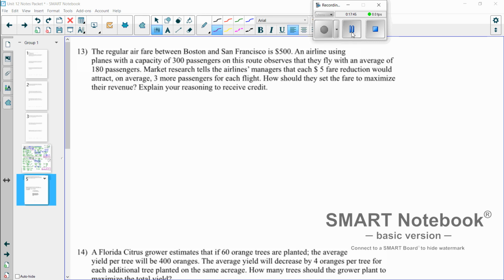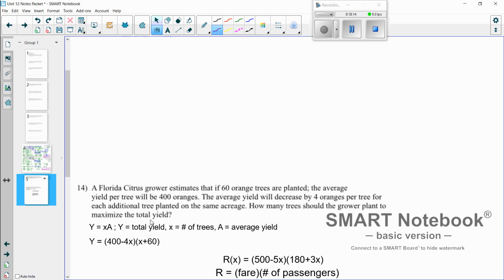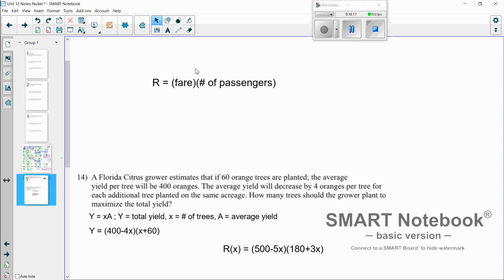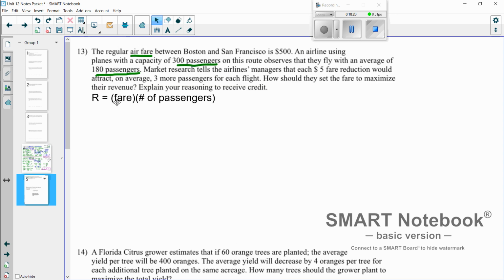Now, again, we're talking about cost and quantity, right? And the cost is going to be the fare price. And the quantity is the number of passengers, right? 300 passengers, or 180 passengers. So that is our cost and our quantity here. So let's set up what our revenue is really going to be. Revenue equals the fare times the number of passengers. The cost times the quantity, the number of passengers. So that is really what our revenue is.